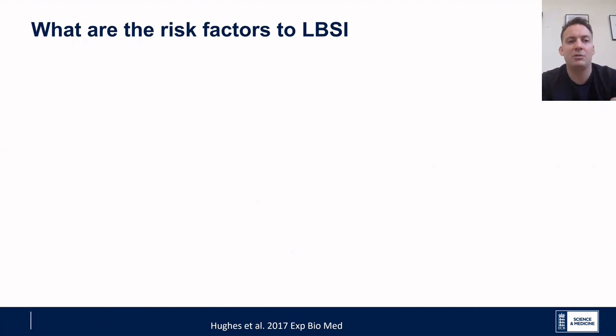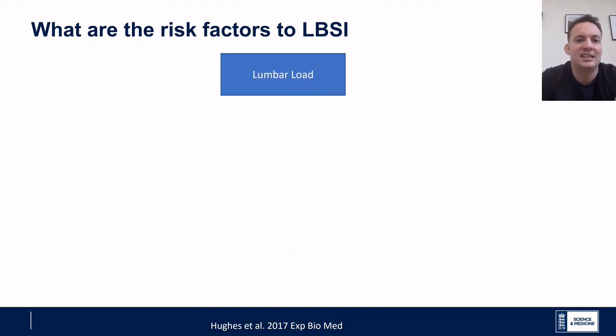So to explore what the risk factors are for lumbar bone stress injury, we need to go through how bone adapts again.